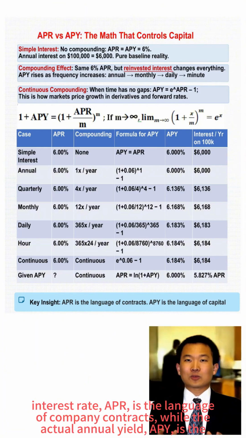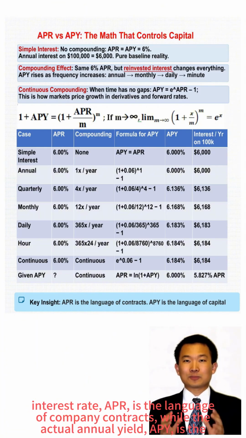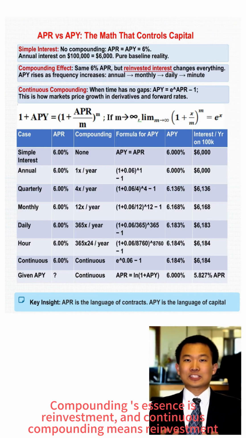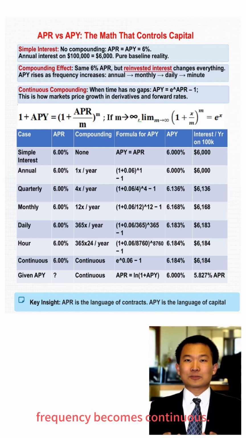Finally, the nominal annual interest rate, APR, is the language of company contracts, while the actual annual yield, APY, is the language of capital. Compounding's essence is reinvestment, and continuous compounding means reinvestment frequency becomes continuous.